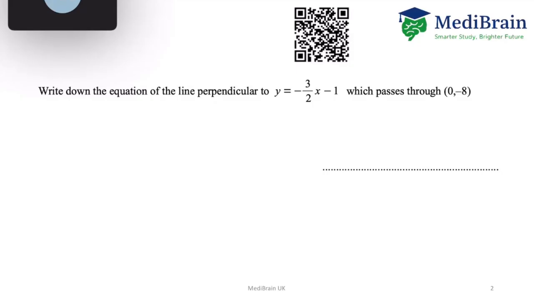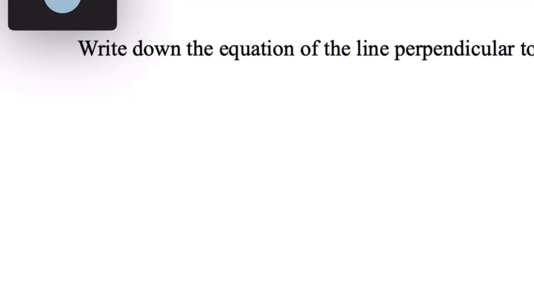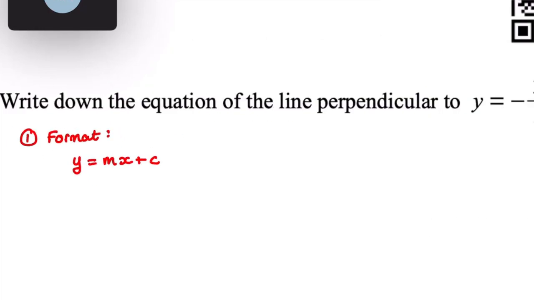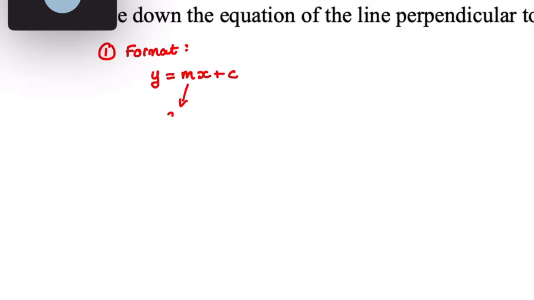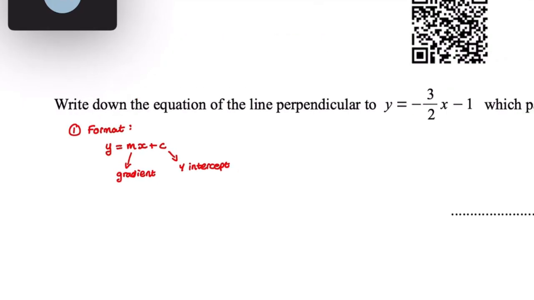And the way that we would do this, remember, we need to first check if the line is in the correct format. We want it in the format of y equals mx plus c. Just as a quick recap, we know that m is the gradient, and c is the y-intercept, which is the place that the line crosses the y-axis. We've got this equation, and it's in the correct format. So we have a y followed by mx, and then a plus c.